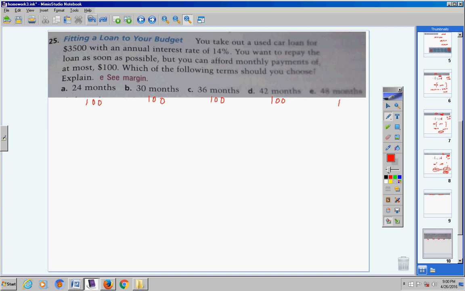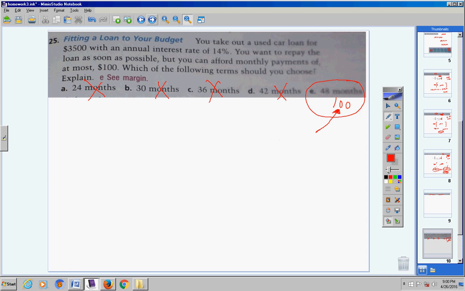However, they don't. If you figured this one here, it was over 100. This was over 100. This was over 100. This is the only one. This is the only term, a 48-month loan, in which your monthly payments were 100 or less. So that's the one you would go with.